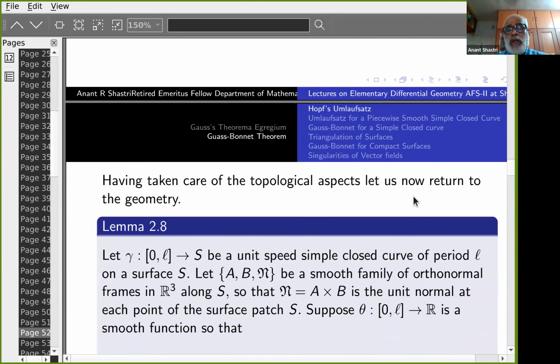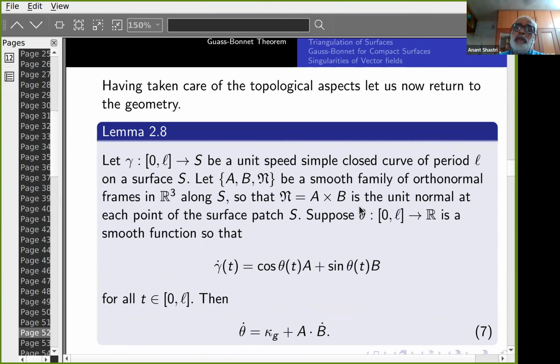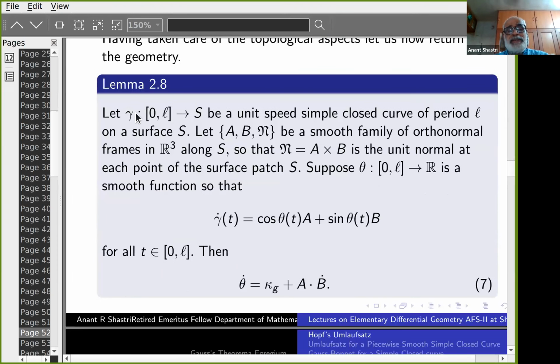Having taken off topological aspects, now return to the geometry. Okay. Start with a unit speed simple closed curve of period L. So it is parameterized by the interval 0 to L. And what is S? S is some surface, not necessarily a surface patch. Any surface inside R3. Always our surfaces are inside R3.